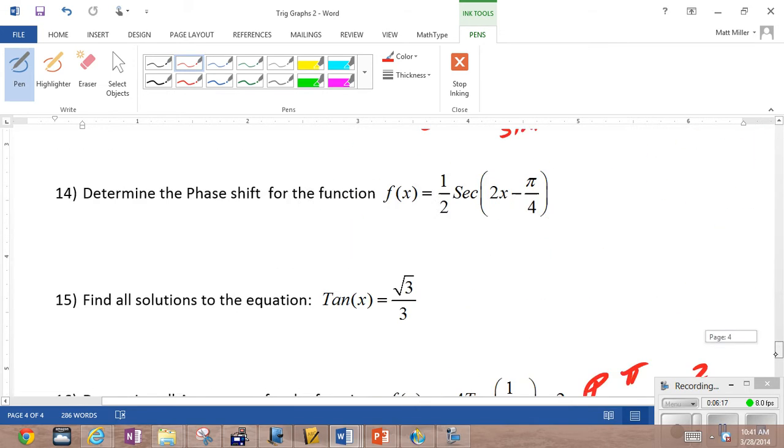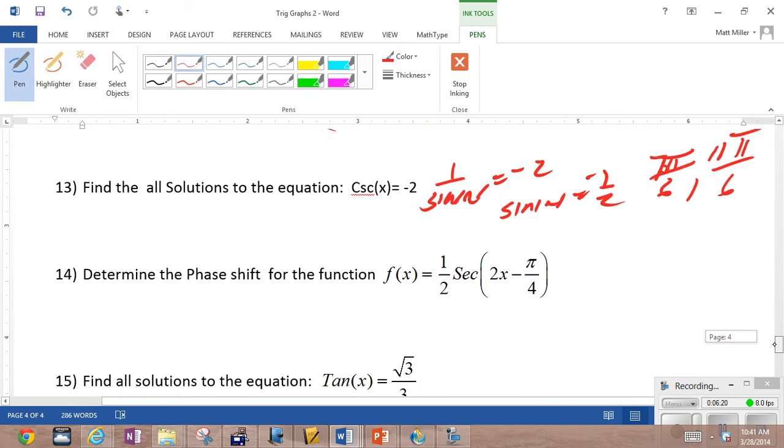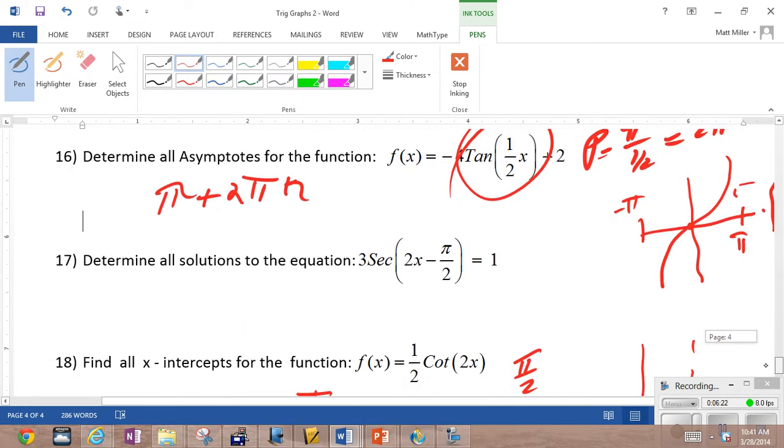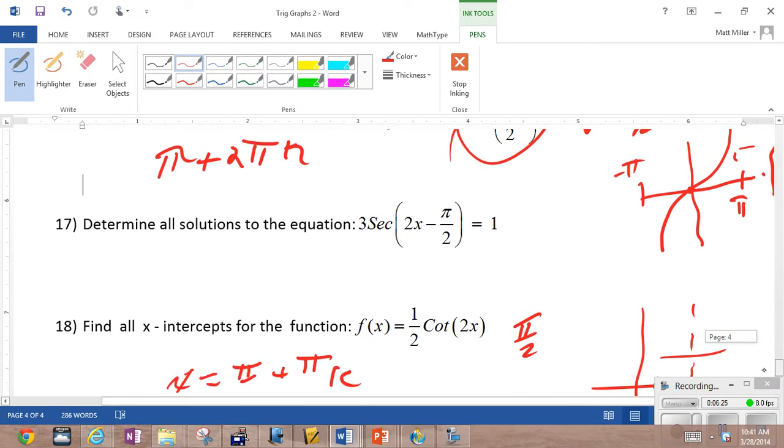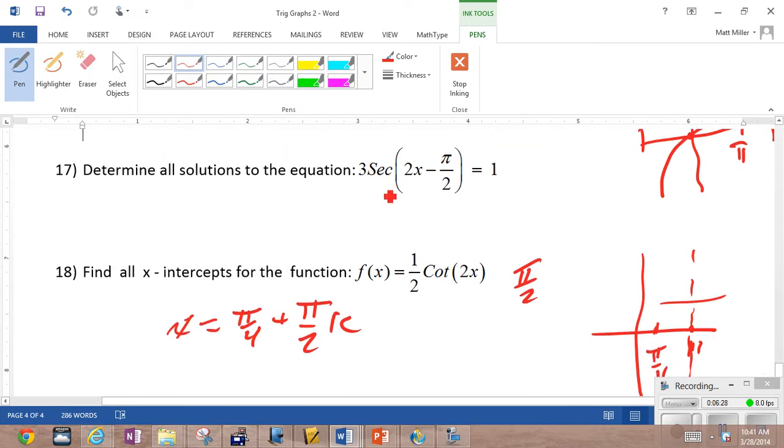Okay, so let's see what else. Phase shift there, same as what we discussed. This is just an equation. Of course, you're going to solve that by dividing by 3, and this looks like it's going to have no solution, because if you divide by 3, you have the secant equaling 1/3, and that's just never going to happen. The secant is never going to equal 1/3, so nothing to do there. That's the same as saying when is the cosine going to equal 3? So there's nothing really to do there.